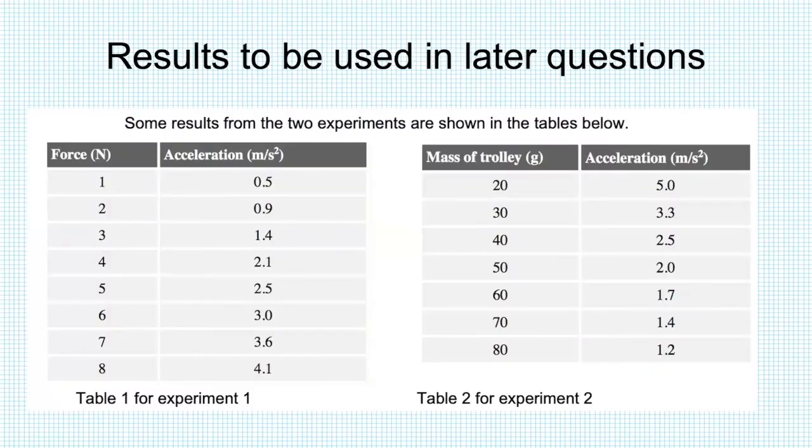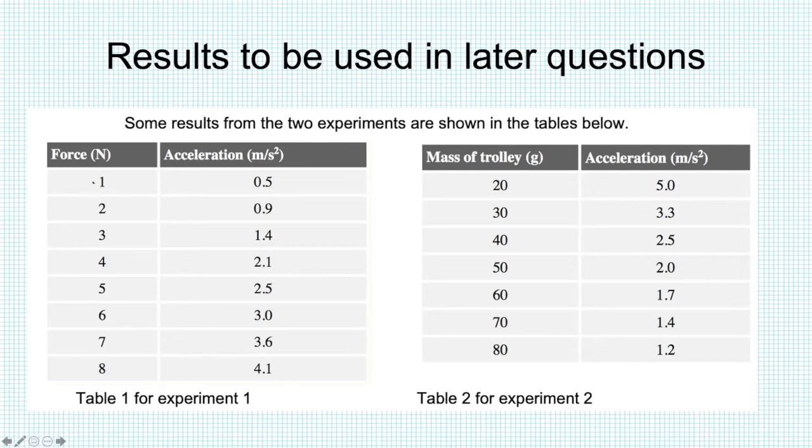As we're not able to do this experiment in person, we've got some results here that have been produced for this experiment. Table 1 is for experiment 1. You can see the force varies from 1 to 8 newtons, and the acceleration varies from 0.5 to 4.1 meters per second squared. And for experiment 2, the mass of the trolley starts at 20 grams and goes up to 80. We can see the acceleration starts at 5 meters per second squared and goes to 1.2 meters per second squared.